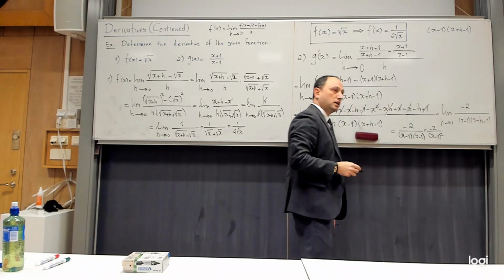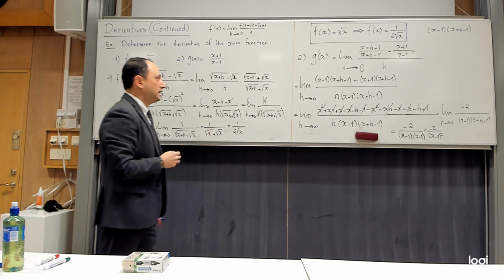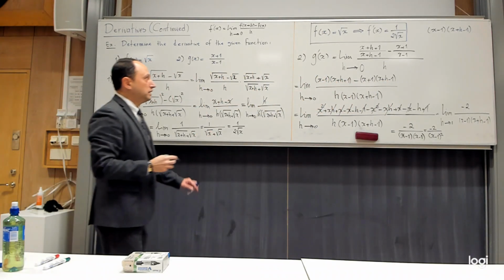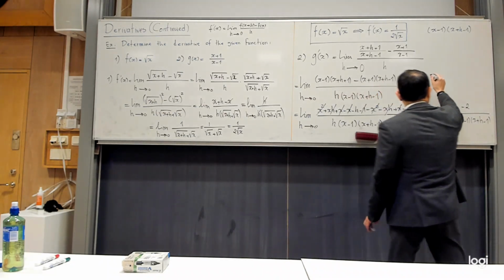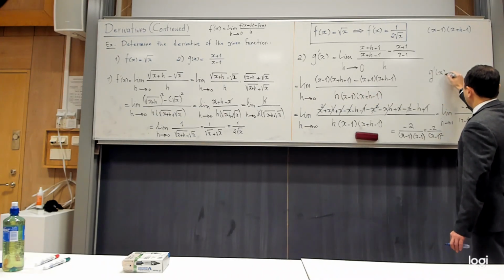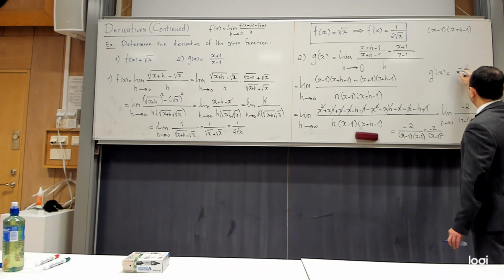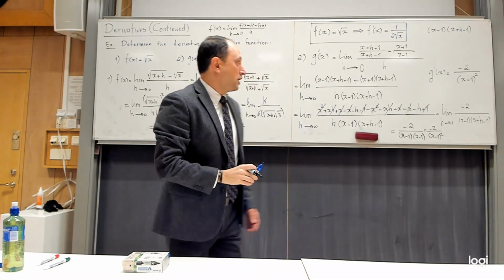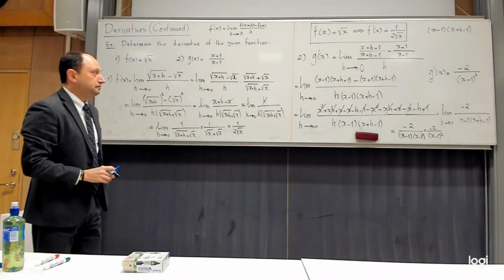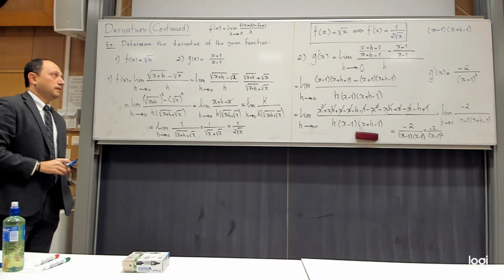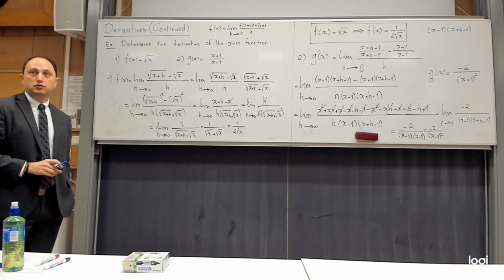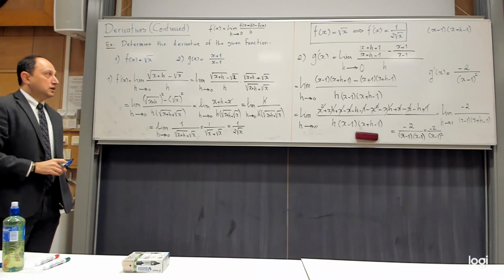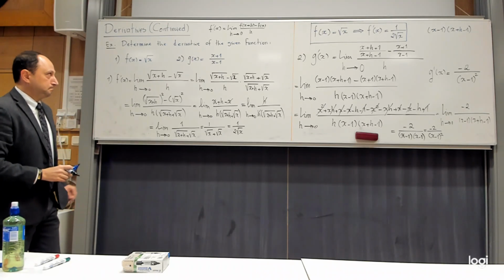This is not something that I want you to memorize, but we were able to calculate that. So we learned that the derivative of this function is equal to minus 2 divided by x minus 1 squared. It's a little bit odd combination, yes? But this is how it is. Any questions?